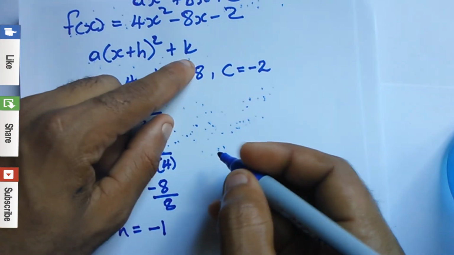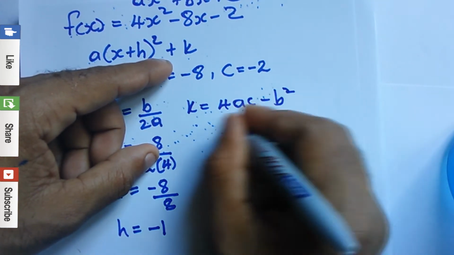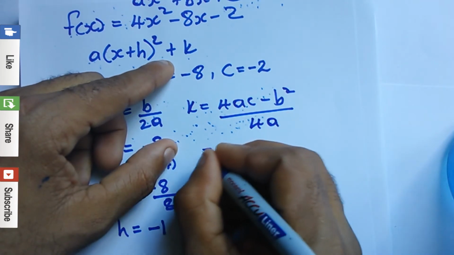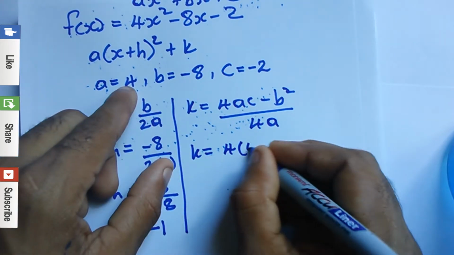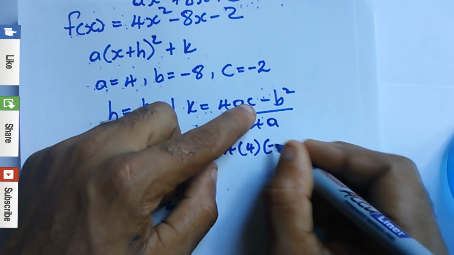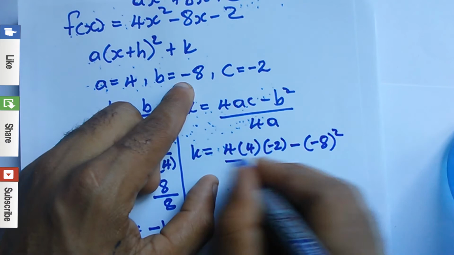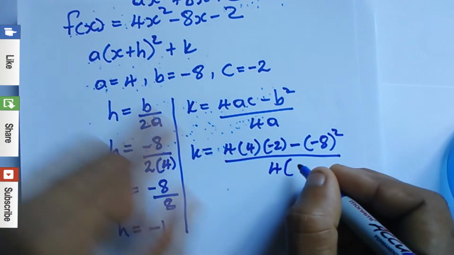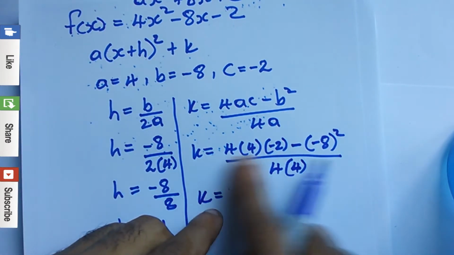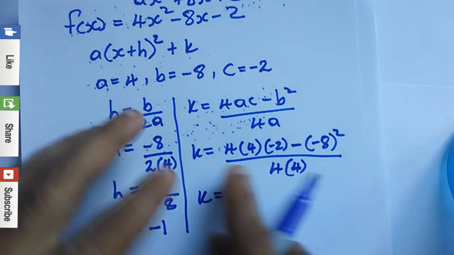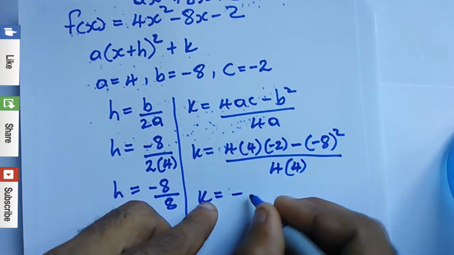So now we need to determine the value for k. k is equal to 4ac minus b squared all over 4a. So let me separate this: k is equal to 4 times the a value, which is 4, times c, which is negative 2, minus the b value, which is negative 8, squared, divided by 4 times the a value, which is 4. Remember you can use a calculator for this section. So 4 times 4 is 16. 16 times negative 2 is negative 32.